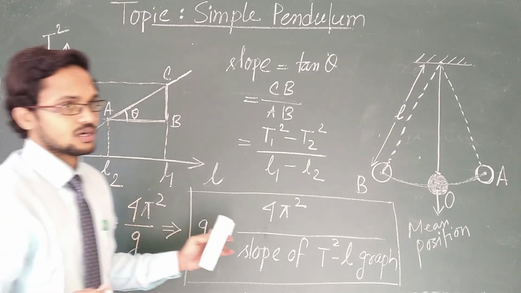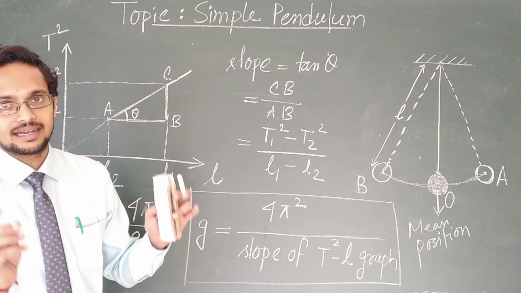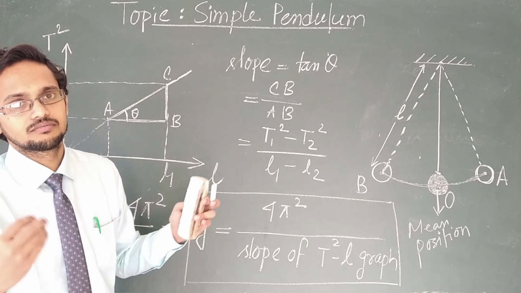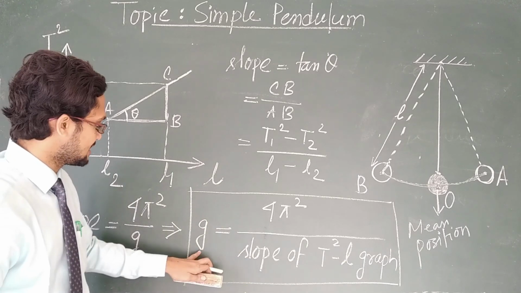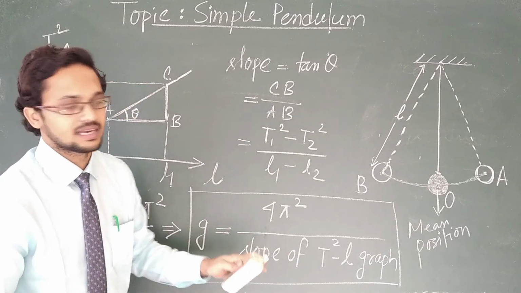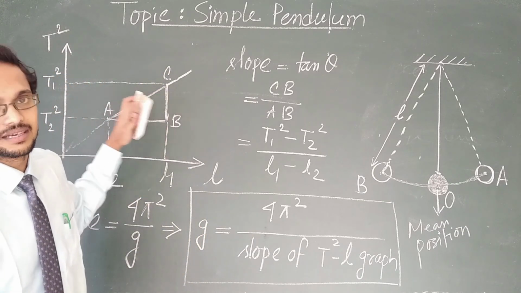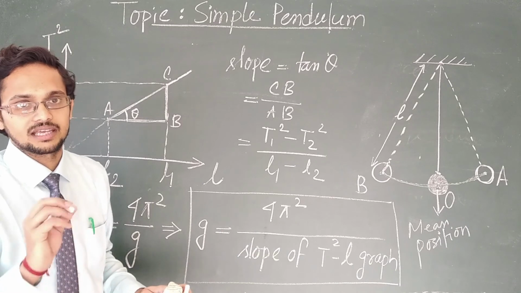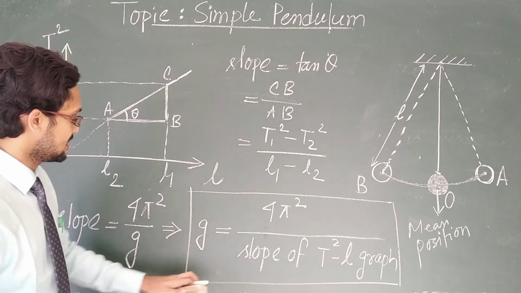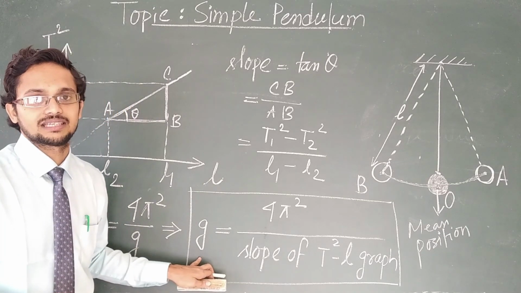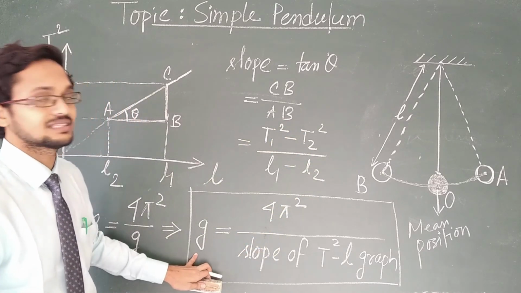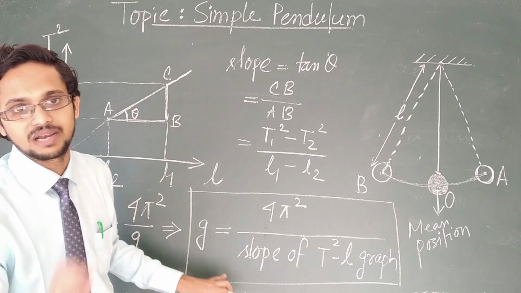If you do this experiment at the same place, suppose 5 times or 10 times, you will get the same slope and exactly the same graph at a particular place. But if you change your place and do the same experiment at different places, then this value, the gravitational acceleration, will change. Your slope will change. That means the gravitational acceleration changes from place to place.